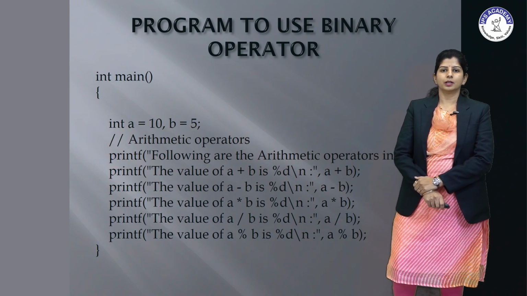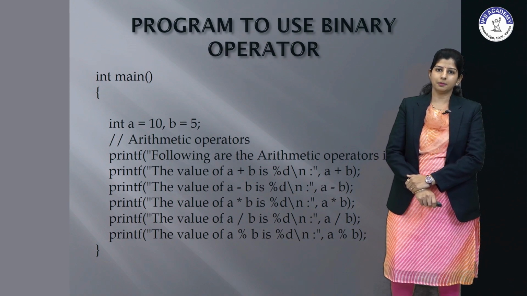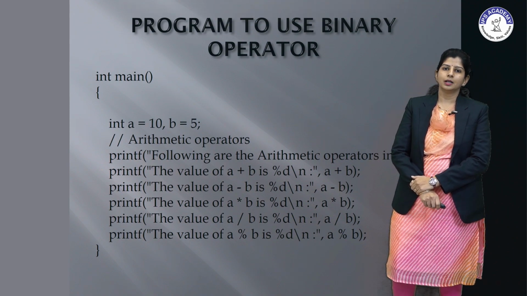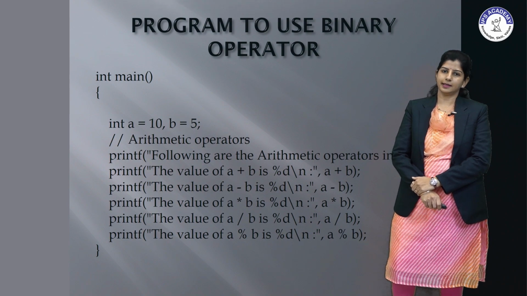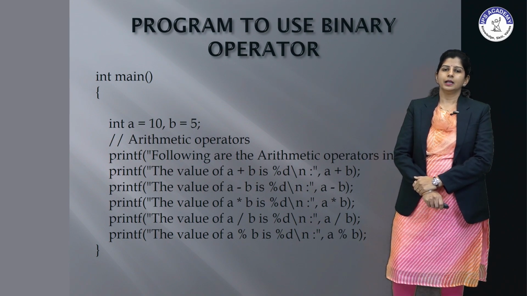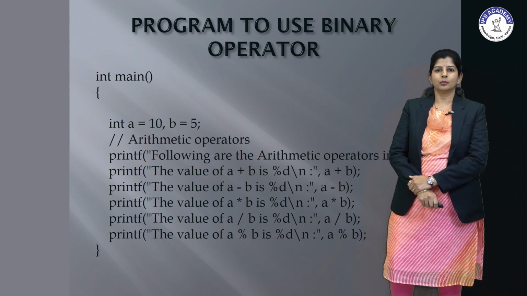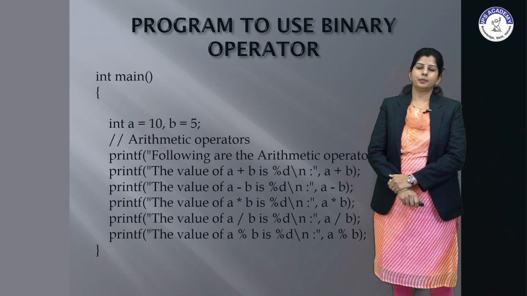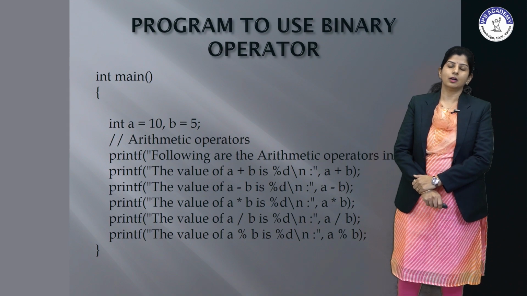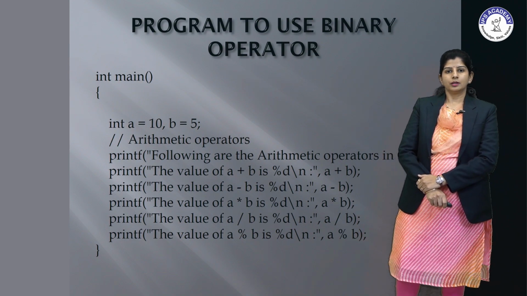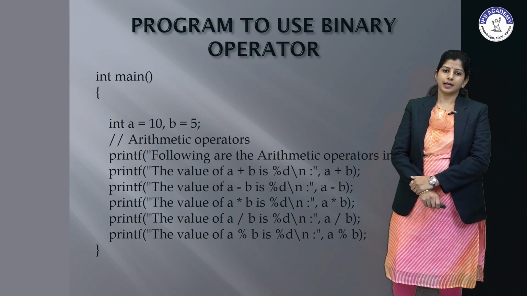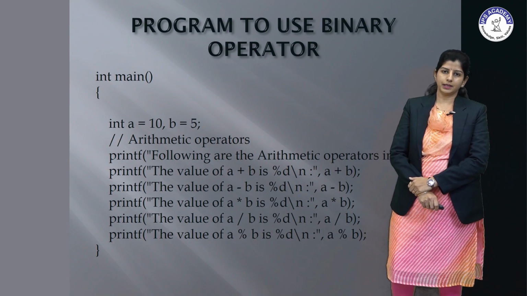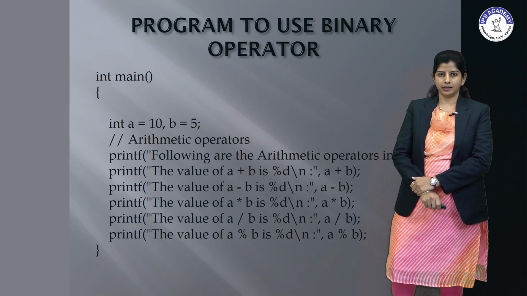The third line is for the third operator, that is multiplication. The value of A multiplied by B, %d stands for the format specifier of integer, \n. A multiplied by B gives me the result of A and B multiplied. Next line, the value of A, and this operator is known as the division operator, and for dividing two values we use this operator in C. Again A divided by B gives me the result of A divided by B.